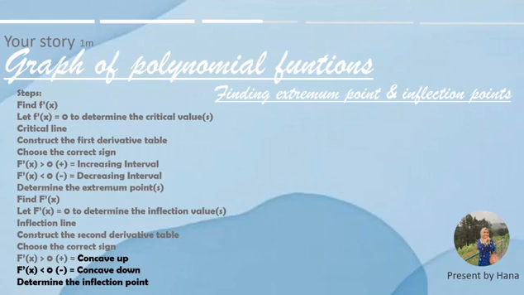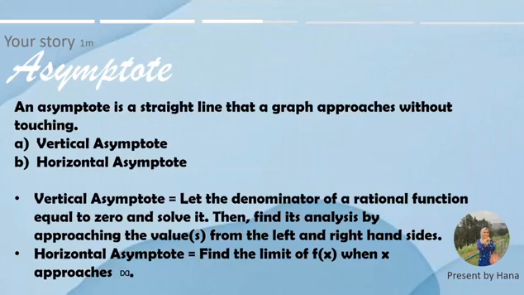Find the second derivative. Let the function equal to 0 to determine the inflection values. Find the inflection line. Construct the second derivative table. Choose the correct sign. If the function is greater than 0, it will become concave up, but if the function is less than 0, it will become concave down. And the last step is to determine the inflection point.